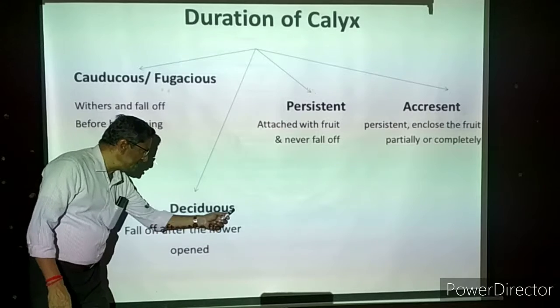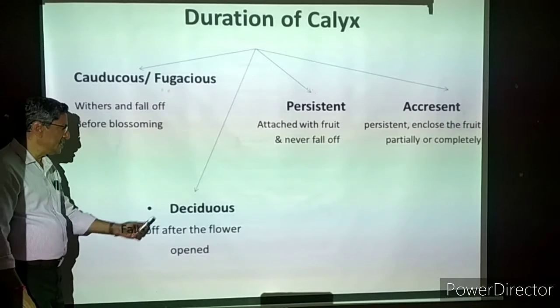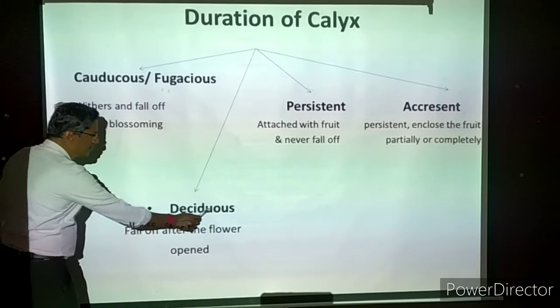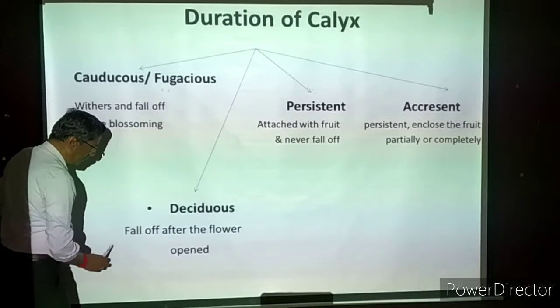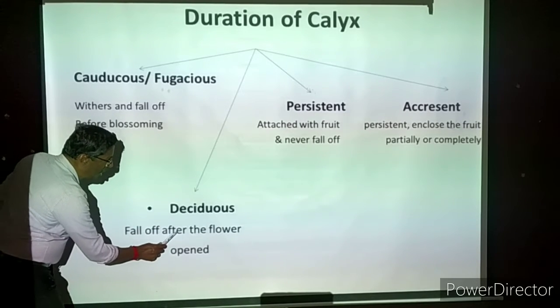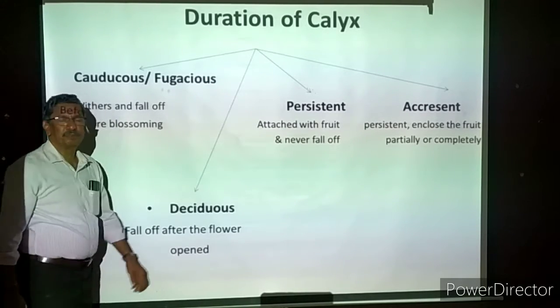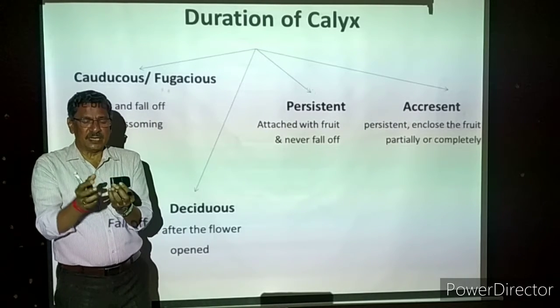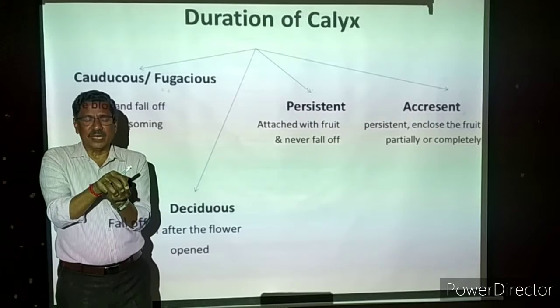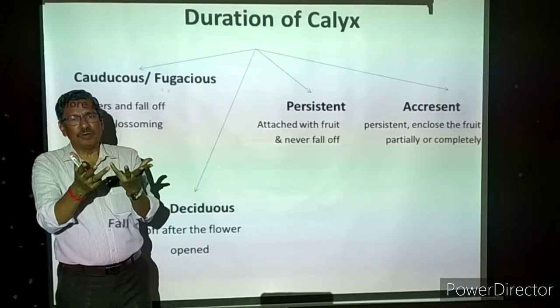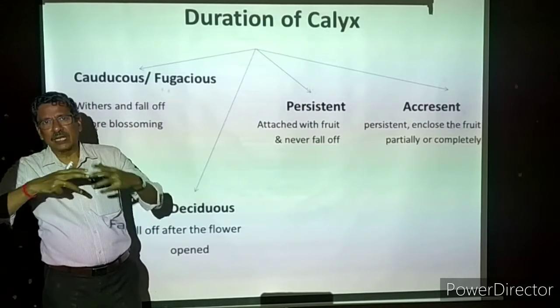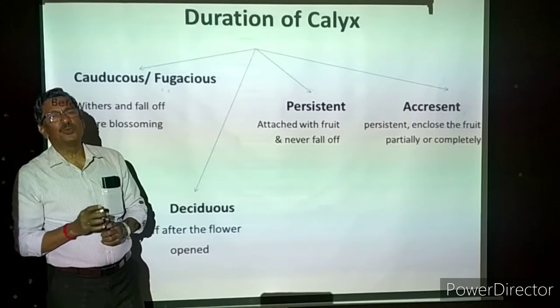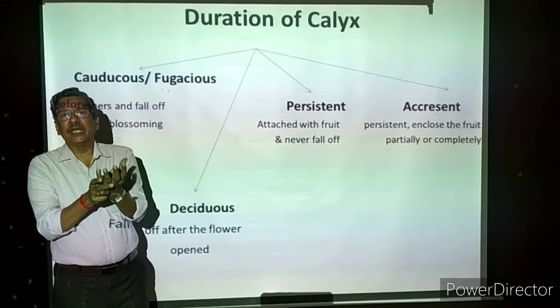The second one is deciduous. What is the meaning of deciduous? We have to say deciduous calyx. The calyx falls off after the flower has opened. The bud condition is there, and the calyx is present, closing the floral parts in the bud condition. Now the bud is opening into a flower. All the four whorls are coming out very well. Blossom is over. Up to that, the calyx will be there.